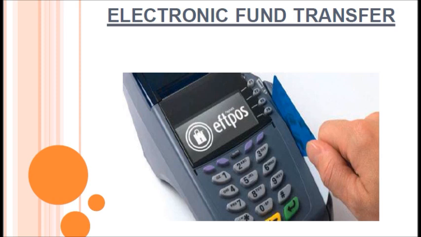The facility is, if you have internet banking facility, then you can transfer funds sitting at your home to any other bank account which is connected to the internet, right? This is basically internet electronic fund transfer, transferring funds from one account to another account of the same bank or to an account of any other bank.